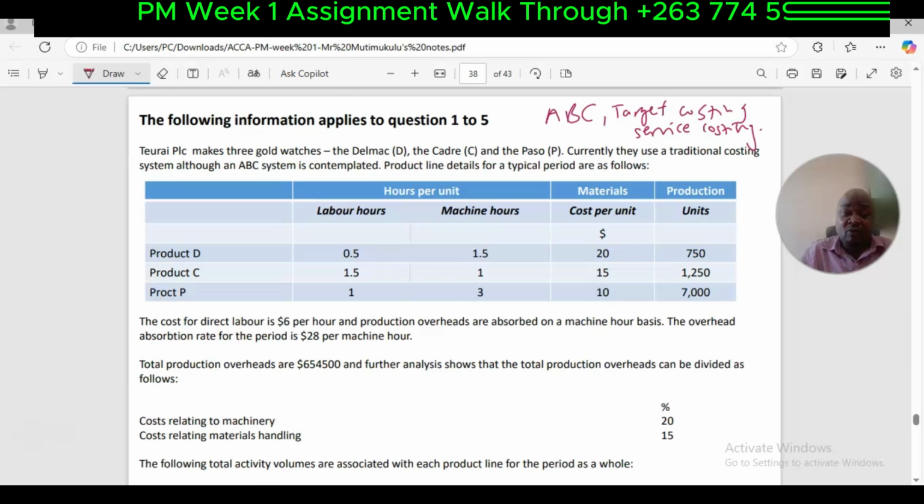So we are having a question related to Teurai PLC, the Delmark D, the CADA C, and the parcel P. Currently, they use a traditional costing system, although an ABC system is contemplated. Product line details for a typical period are as follows. So we are having that table in the examination. Please expect to meet such lots of information.